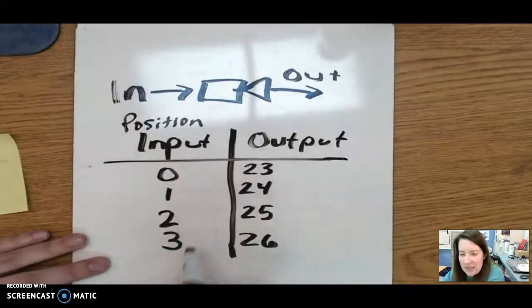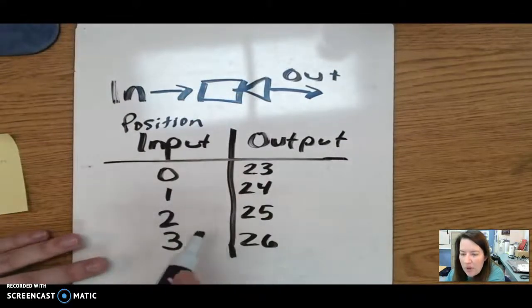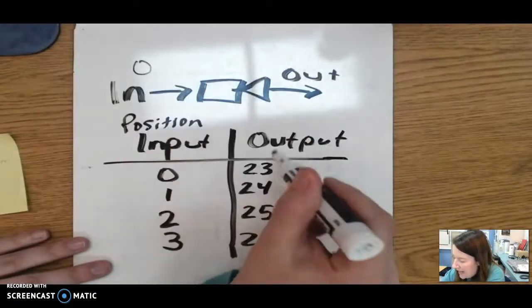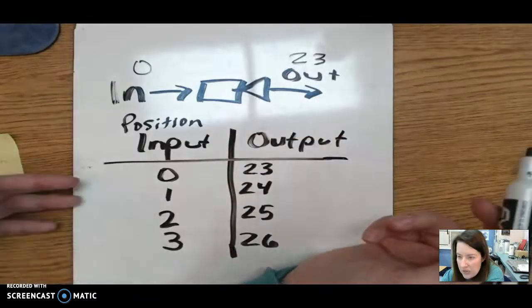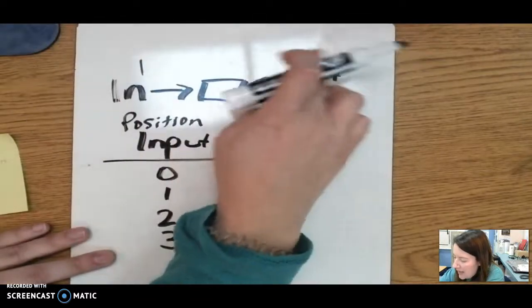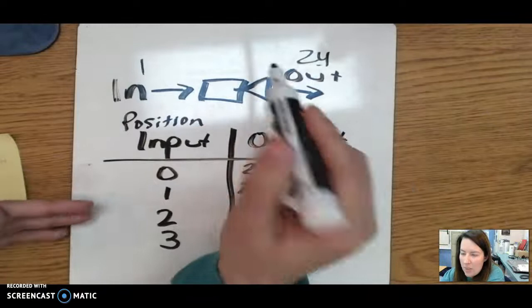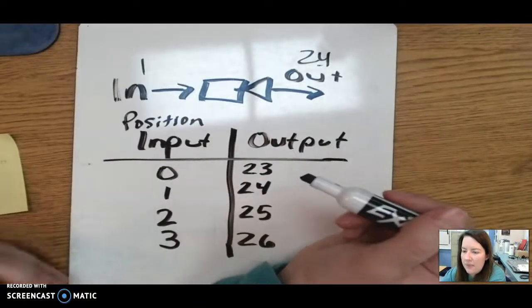What position in the lineup is it? So this is like the first number, the second number, the third number. So if I put a 0 into the box and out pops a 23, what did the box do? If I put a 1 in the box and out pops a 24, what did the number machine do? Remember, it has to do the same thing every single time.